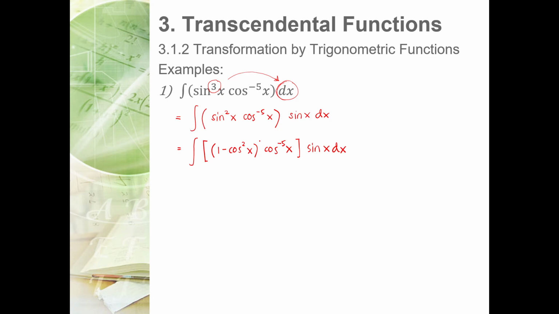Okay, so we further simplify this one. Distribute. We're going to have the integral of cosine to the negative 5x minus cosine squared times cosine to the negative 5. When multiplying terms having the same base but different exponents, if you look back at your exponent rules, this becomes cosine to the negative 3x, and then sine x dx.